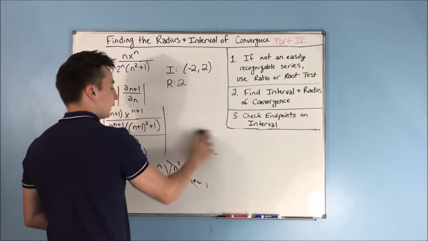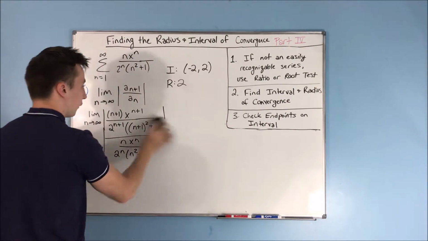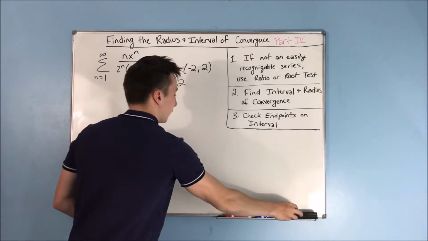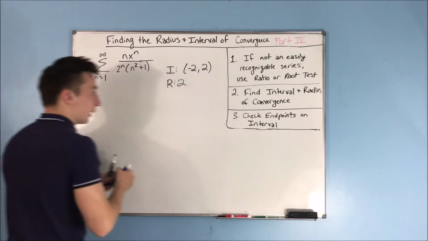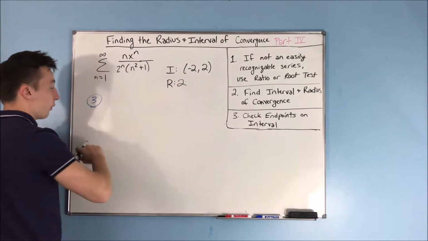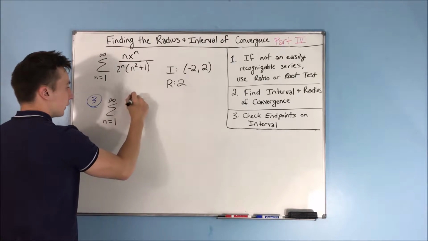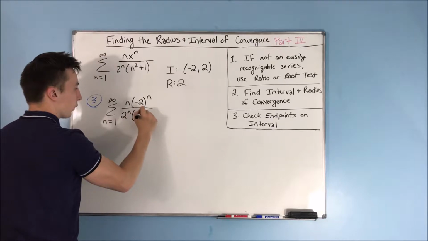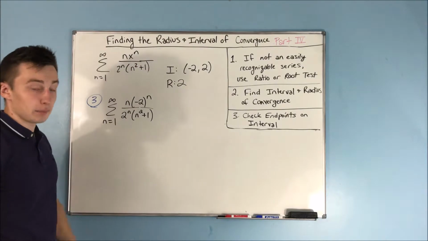Now we're on to step 3, which is going to be checking the endpoints of the interval. Okay, so we've got to put each one of these endpoints into our power series here, and figure out whether they're going to make the series converge or diverge. So we're starting off with -2. Take the sum from n equals 1 to infinity of n times -2 to the n over 2 to the n times n squared plus 1. All I did was put a -2 in for x.